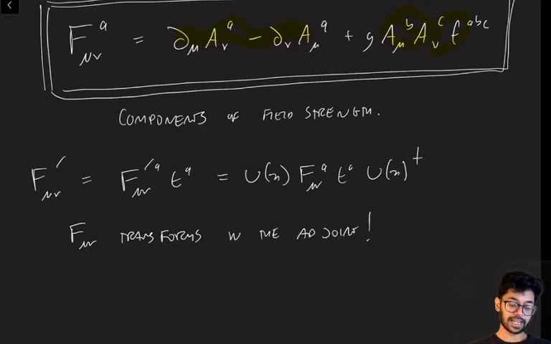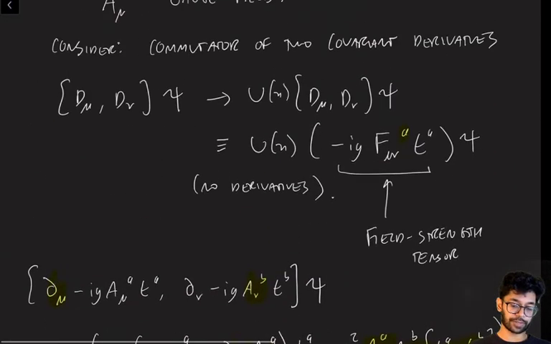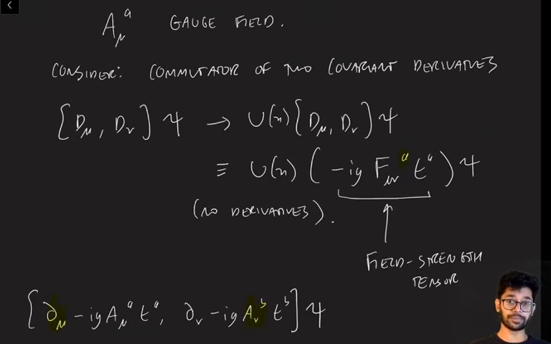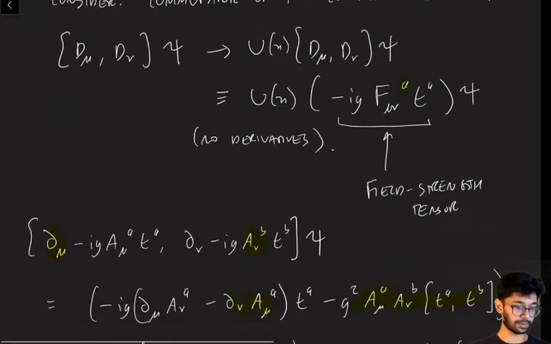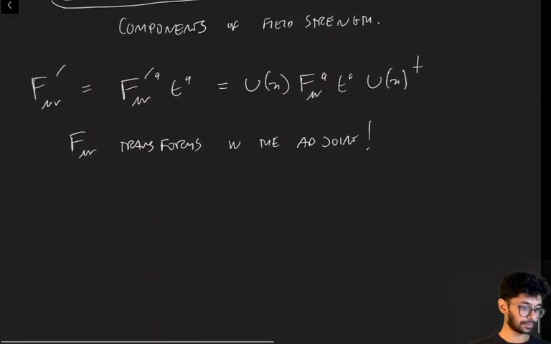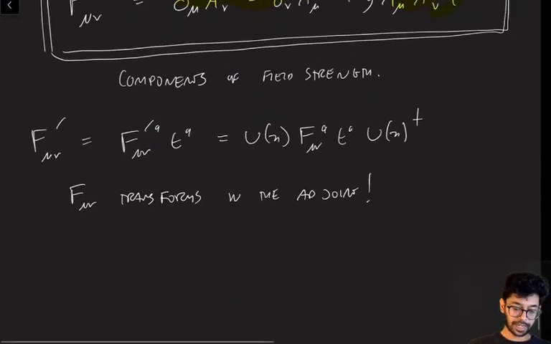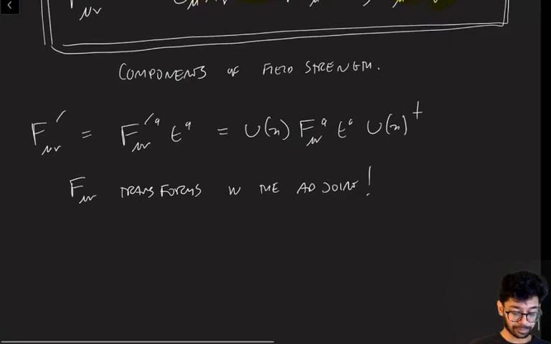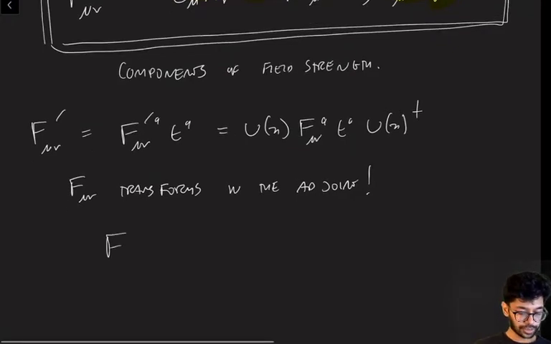Okay? And again, this follows from thinking about the definition of F_μν in terms of the commutator of two covariant derivatives. And you might sometimes be interested in the infinitesimal version of this transformation. Just like in the gauge field case, you can work out what that is.